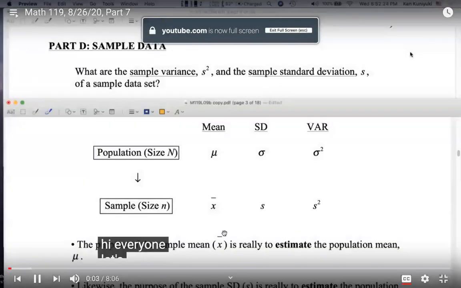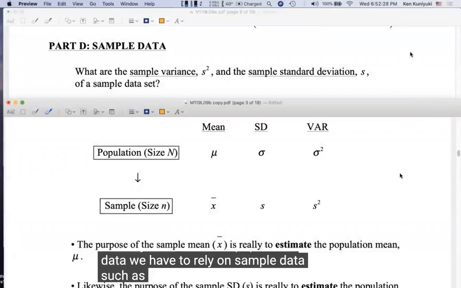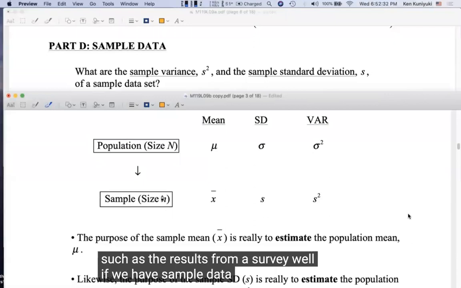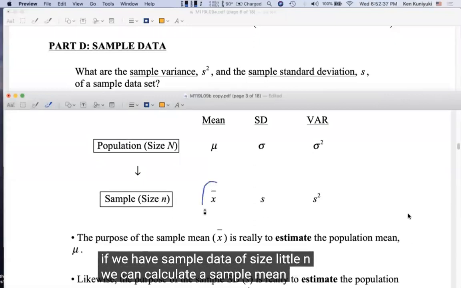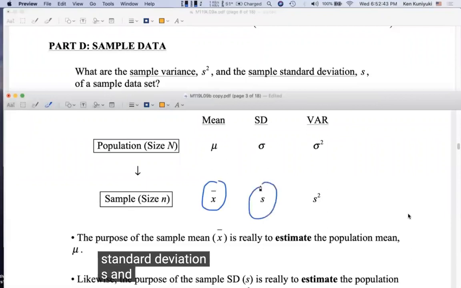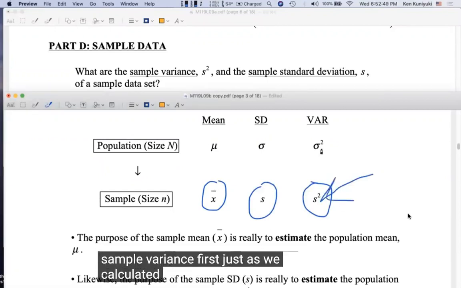Hi, everyone. Let's say that instead of population data, we have to rely on sample data, such as the results from a survey. Well, if we have sample data of size little n, we can calculate a sample mean, x bar. And from that, we can calculate a sample standard deviation S and a sample variance S squared. In fact, we're going to calculate the sample variance first, just as we calculated the population variance first last time.